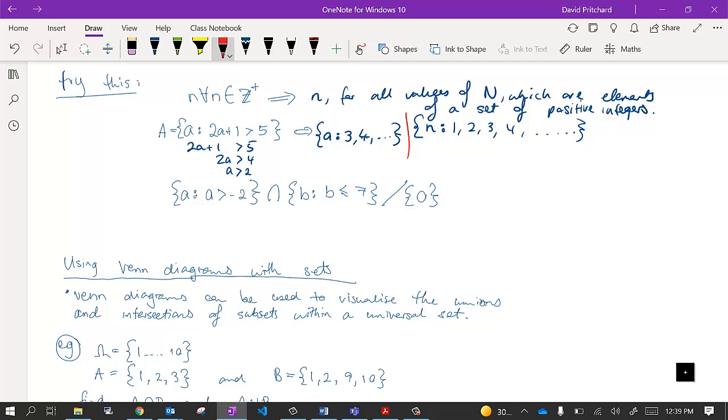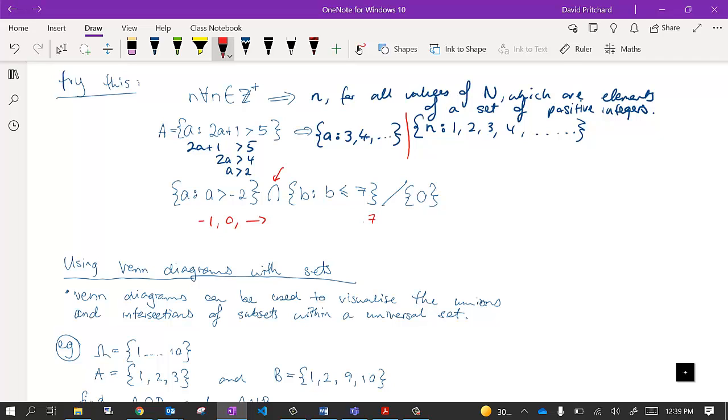Now, last one here, we've got a such that a is greater than negative 2. So we're looking at negative 1 and 0 and so on. And we've got b such that b, so this sign here, the intersection, means that both must be true. So we're looking for the crossover of both. So which elements are true for each? So b less than or equal to 7.